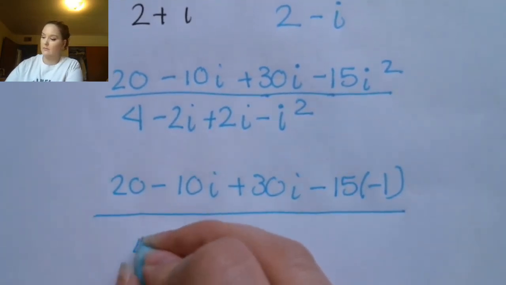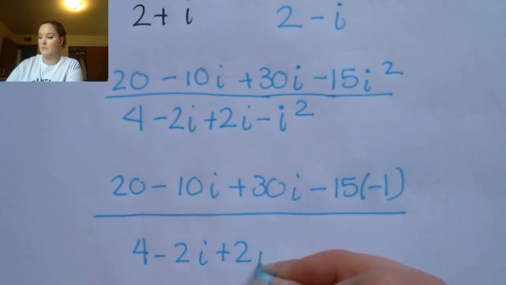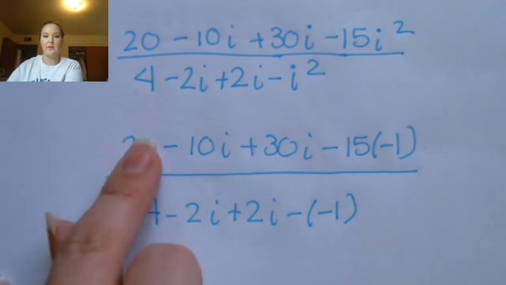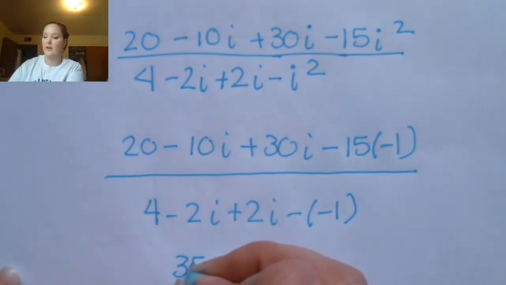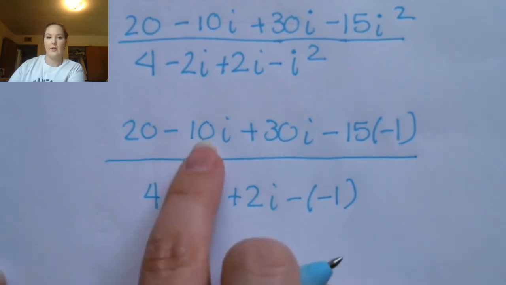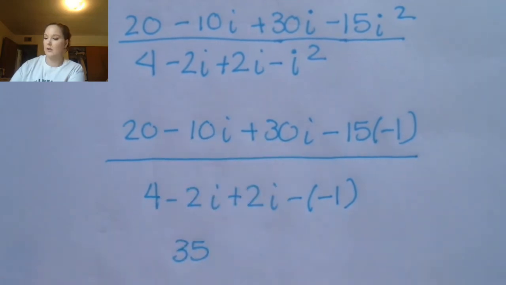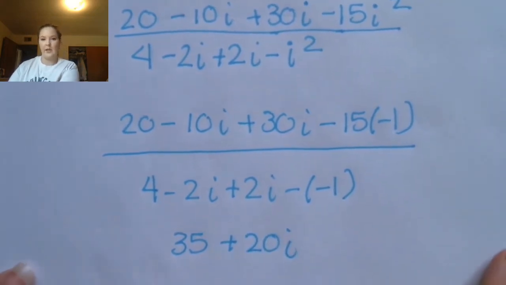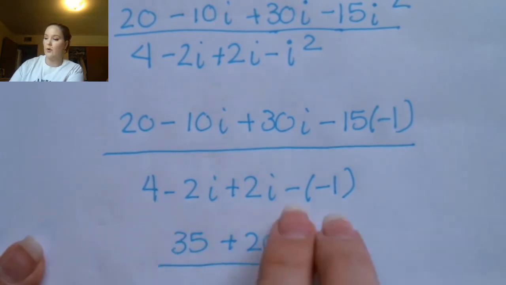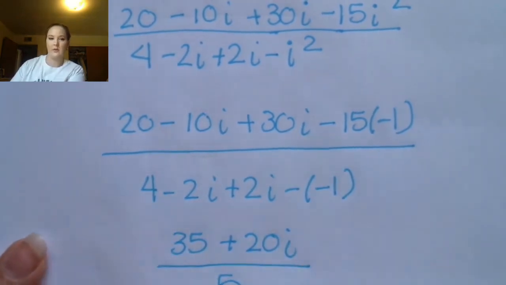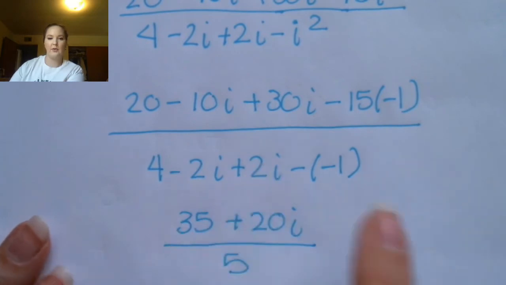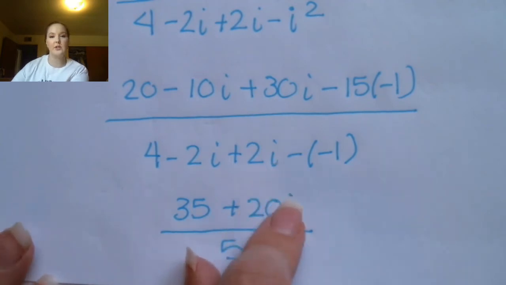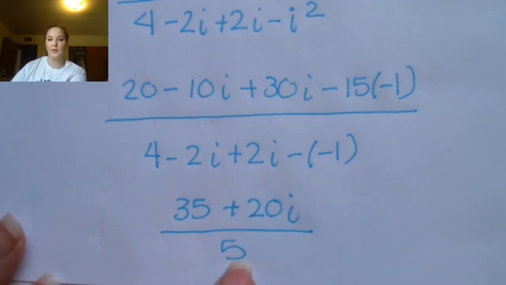Now I'm going to combine my like terms. So I have 20 plus 15 is 35. Now I have negative 10 plus 30 is 20i. And in the denominator, I have 4 plus 1, which is 5, and negative 2i plus positive 2i is 0. So again, because we're using the complex conjugate, our denominator is going to become a real number.